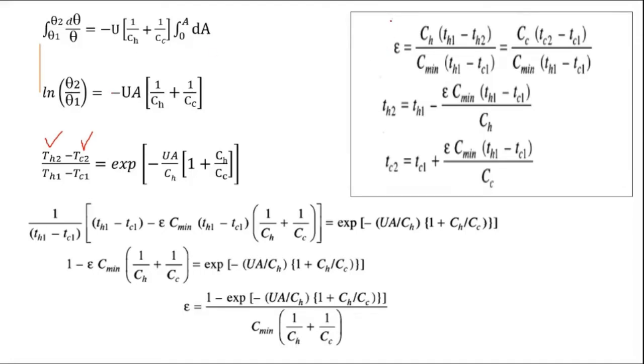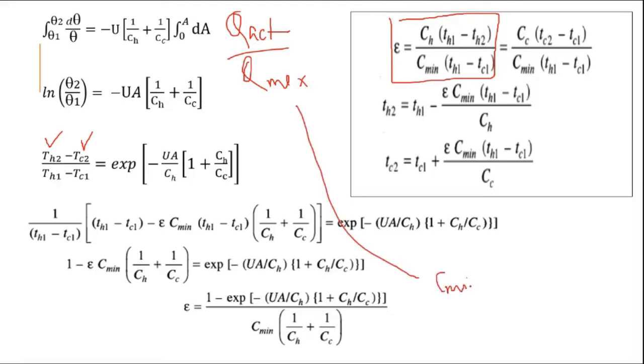Here, we have written effectiveness is equal to Q actual by Q max. What is the formula for Q max? It is given by C minimum multiplied by the maximum temperature difference. And what is the maximum temperature difference value? TH1 minus TC1. And for this actual rate of heat transfer, we have three formulae, so we can use any one of those.